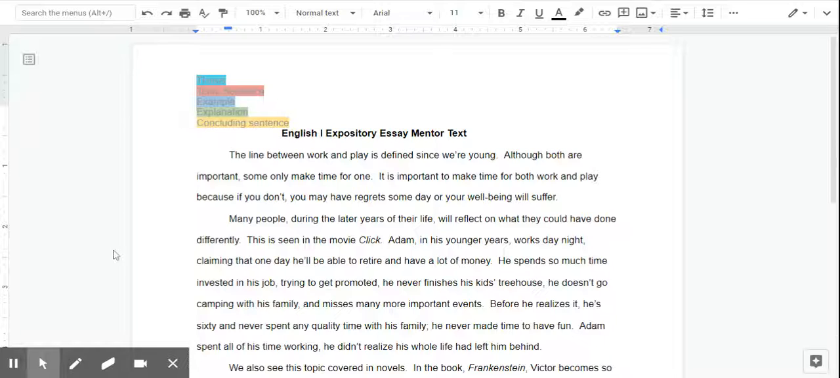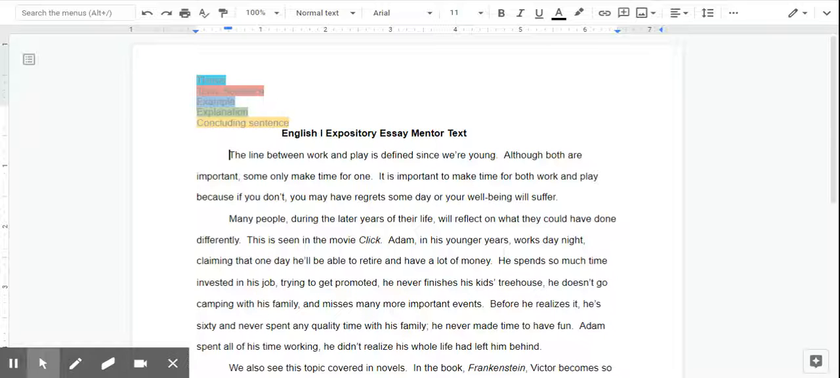The line between work and play is defined since we're young. Although both are important, some only make time for one. It is important to make time for both work and play, because if you don't, you may have regrets someday on your well-being, or your well-being will suffer.